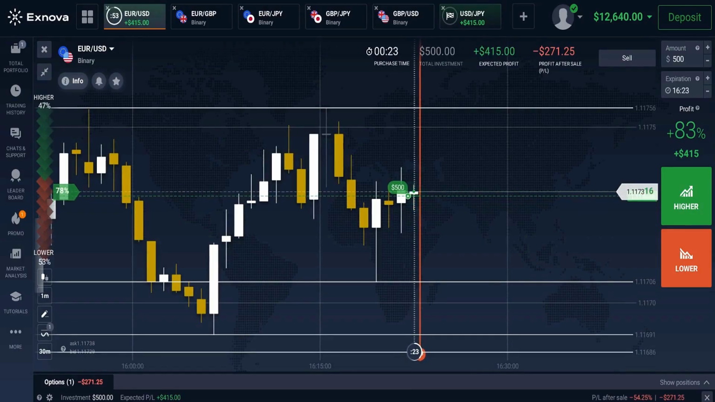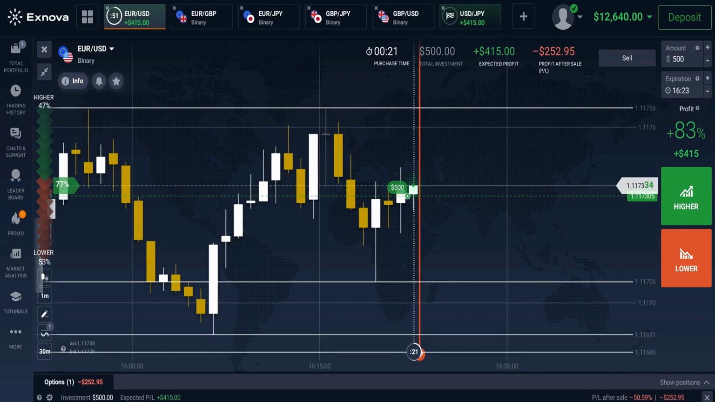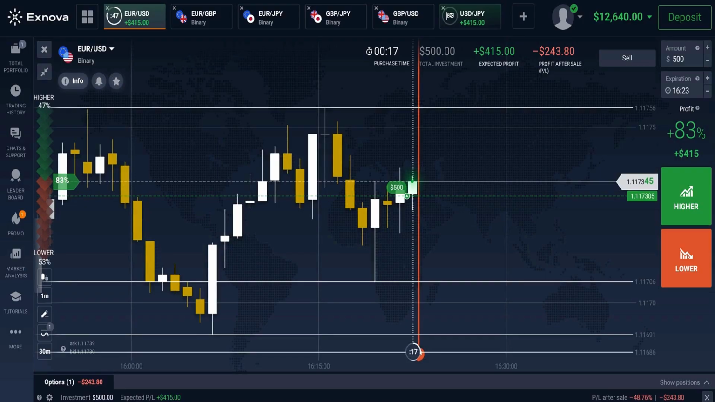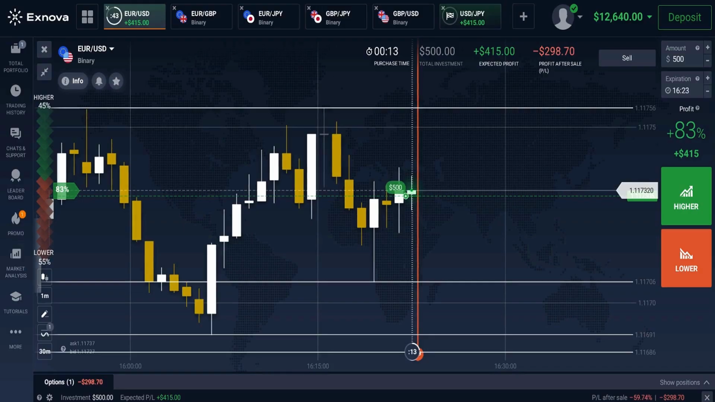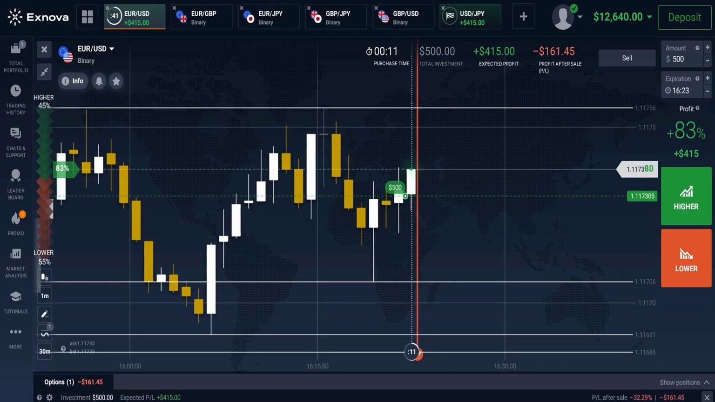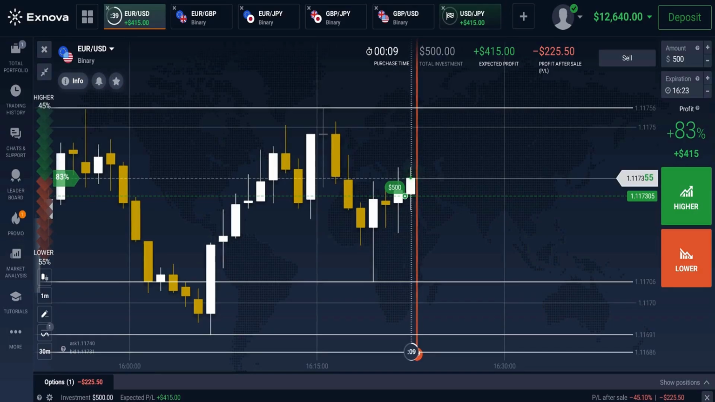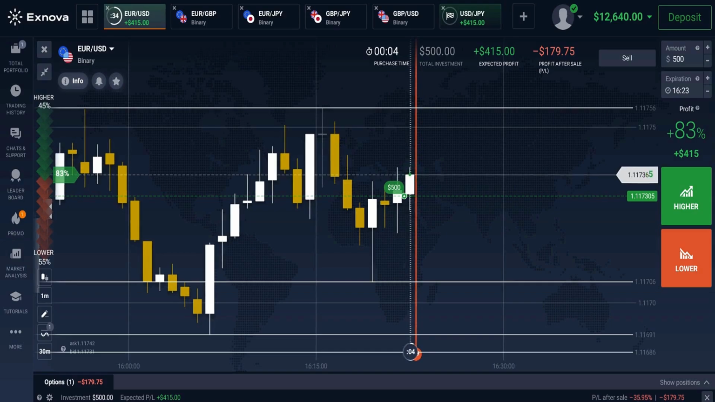As you can see, the price has bounced perfectly from a support level, and a strong pin bar candle has formed at the same point. This is a classic signal. Support level plus pin bar equals high probability buy trade setup. So based on our rules, I've entered a buy trade with a 1-minute expiry. Let's keep an eye on this one and see how it plays out.